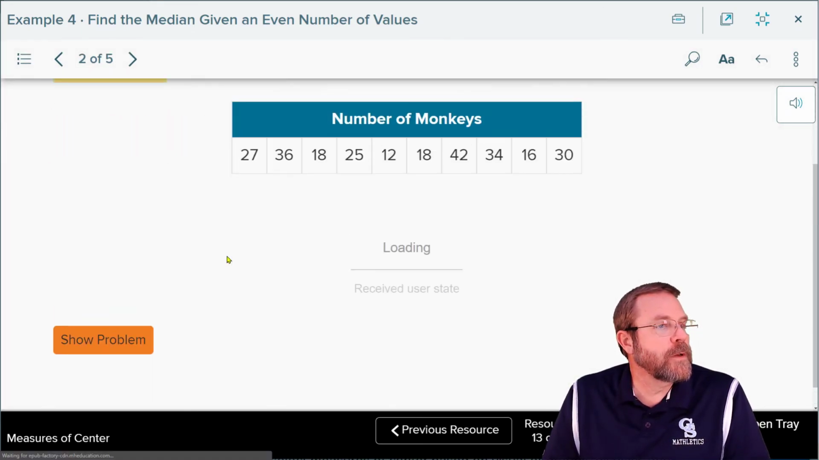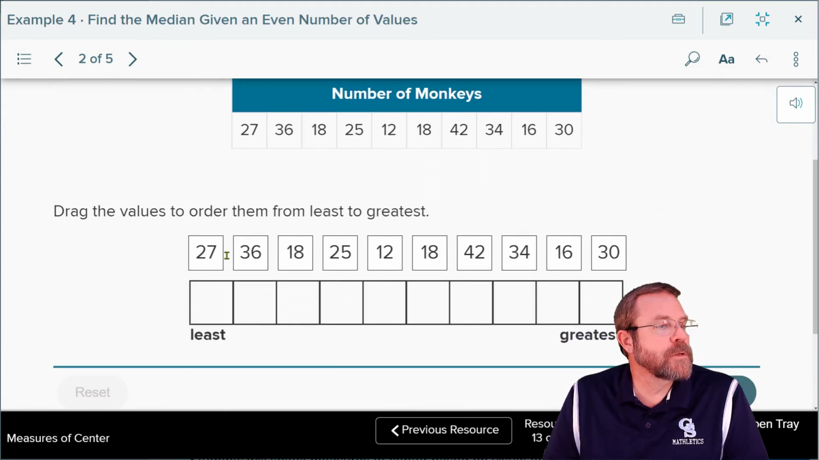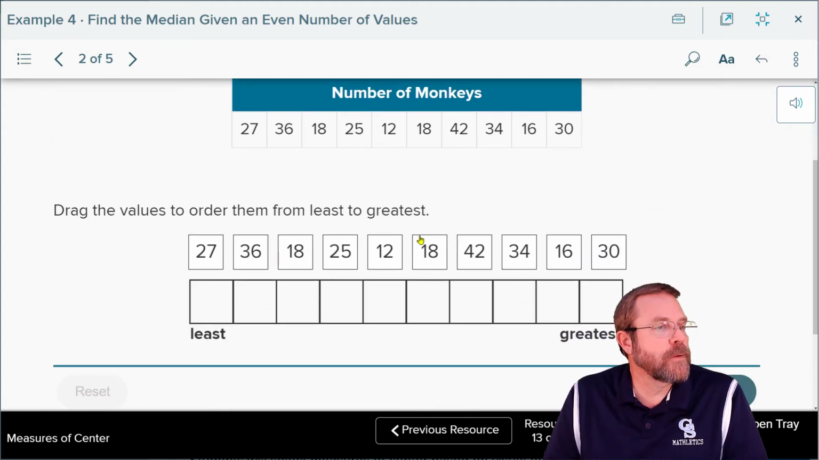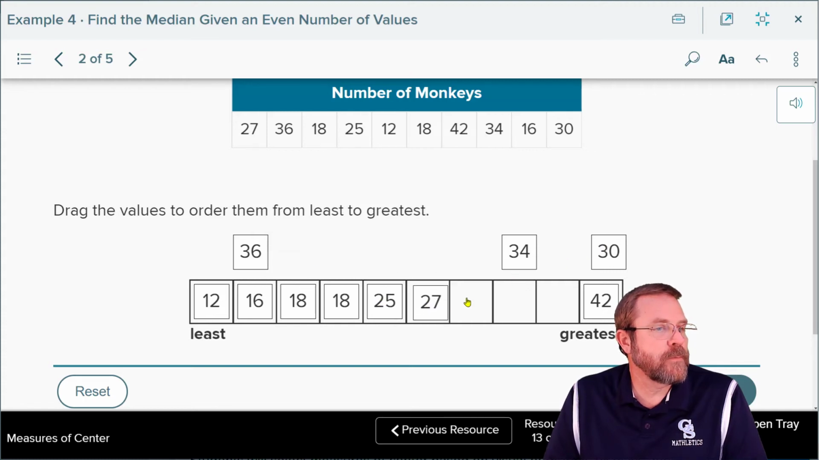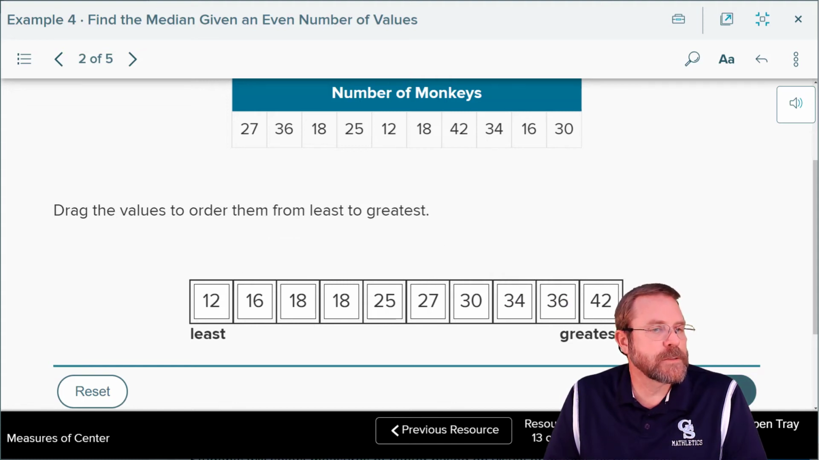The first thing we need to do is rearrange them in order from least to greatest, with 12 being the least number of monkeys, and 42 was the most monkeys. After 12, there was going to be 16, and then 18, and then another 18. Then we have a 25, a 27, a 30, a 34, and a 36 monkeys. From there, that part checks.